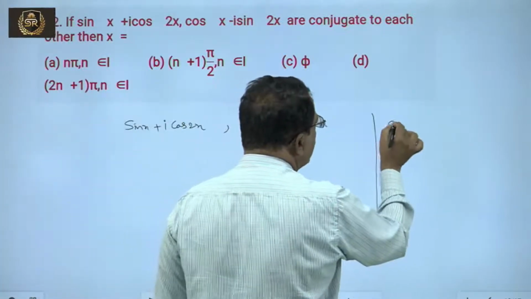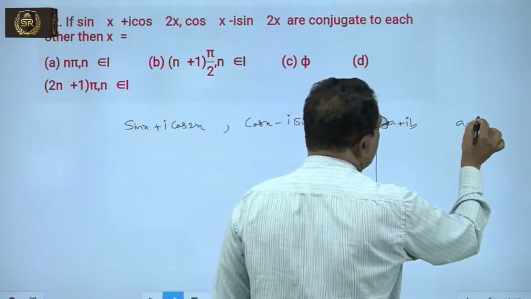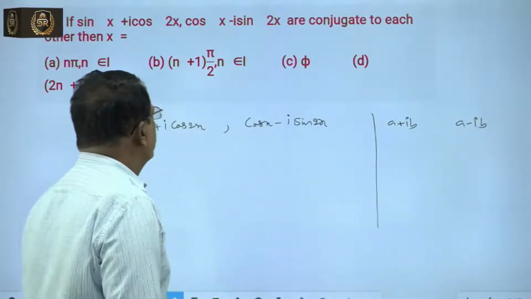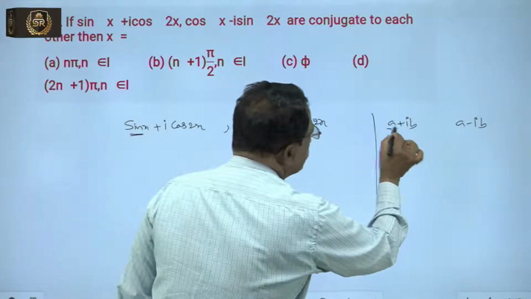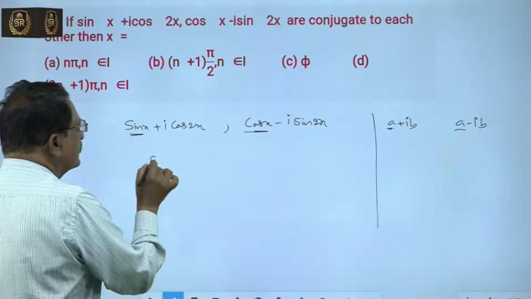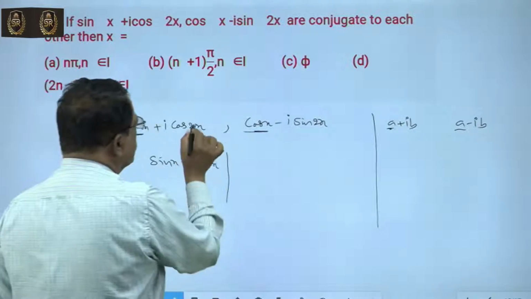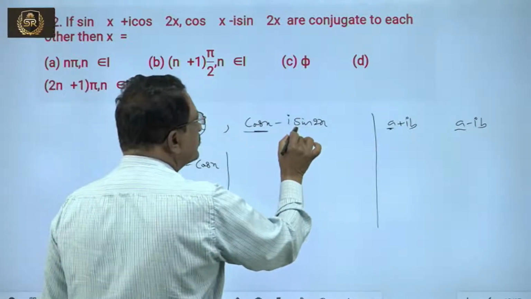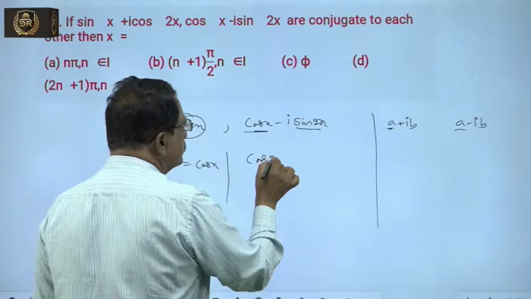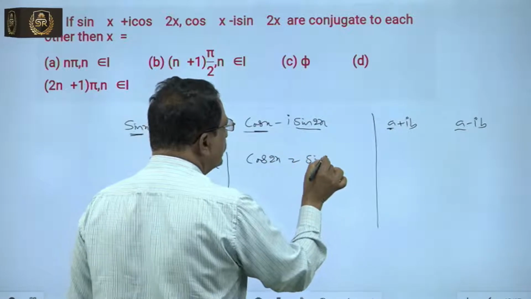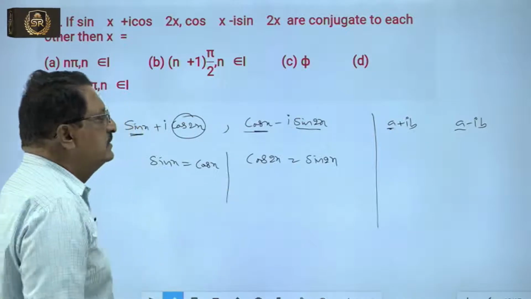Now if suppose a plus ib is one complex number, then its conjugate is a minus ib. Therefore here sin x equals cos x, because the real parts must be equal. Next, the imaginary part equals minus of the imaginary part of the conjugate, meaning cos 2x equals sin 2x. So sin x equals cos x and cos 2x equals sin 2x.